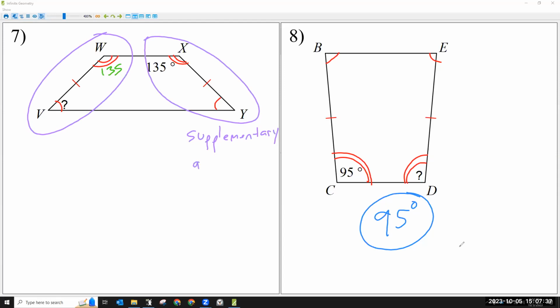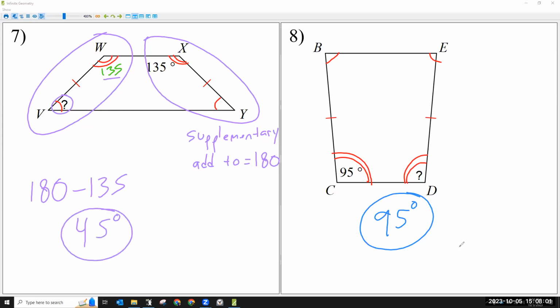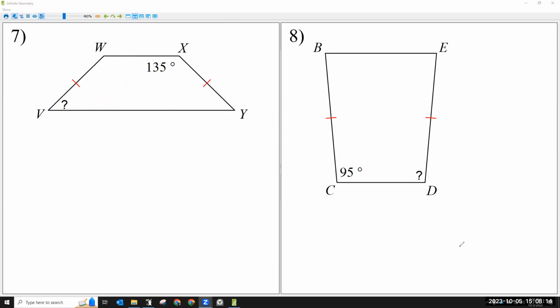Meaning they add to equal 180 degrees. So if I'm trying to find this one, and I know this one, I can just do 180 minus 135. 180 minus 130 is 50, minus another 5 would be 45 degrees. Okay. That's how you do number 7 and 8. And then the next 4 problems are similar to those. So some are like number 7, some are like number 8. So just be careful which type you have.